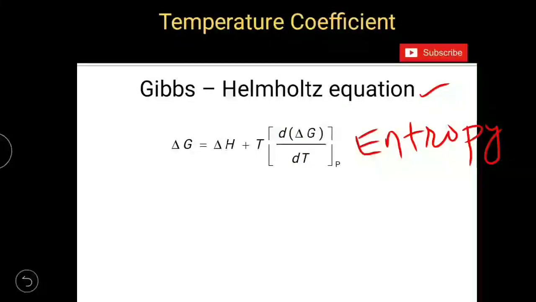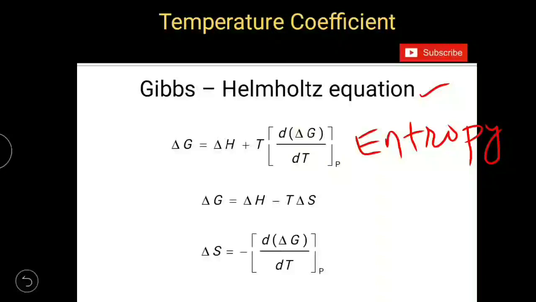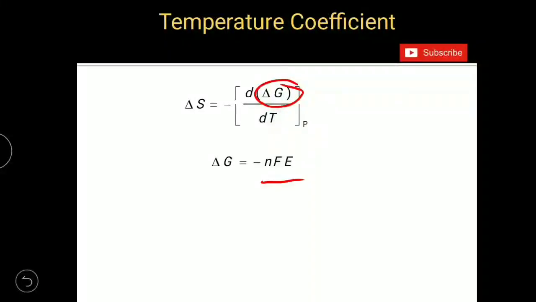To get the expression for entropy change of cell reaction, you can start from the Gibbs-Helmholtz equation. The Gibbs-Helmholtz equation is delta G equal to delta H plus T into d delta G by dT at constant pressure. When you compare this equation with delta G is equal to delta H minus T delta S, you will get delta S is equal to minus d delta G by dT at constant pressure. In this expression, delta G can be substituted by minus nFE cell.